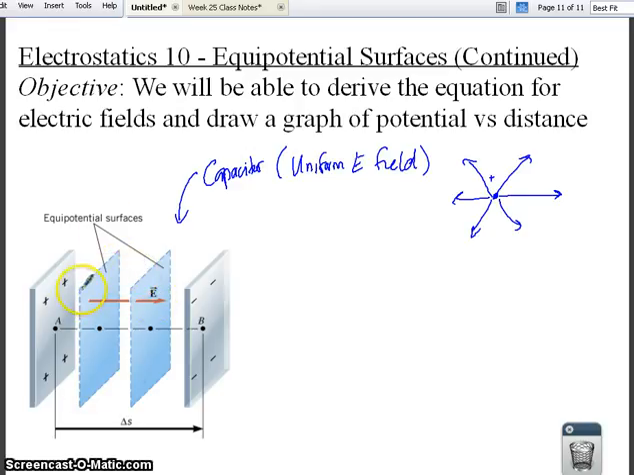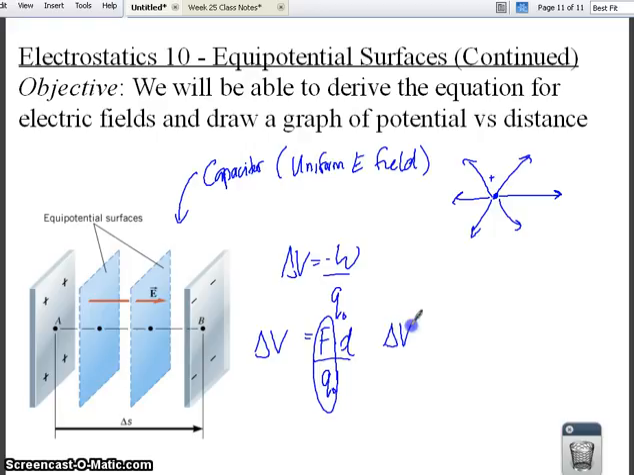So these planes here are of the same potential. Okay, and so we want to know what the electric field is inside these surfaces. Well, we start off with the basic equation that delta V equals negative work over Q. And we know that work is equal to force times distance, over Q, delta V. And we know that F over Q is equal to the electric field. So delta V equals E times D.